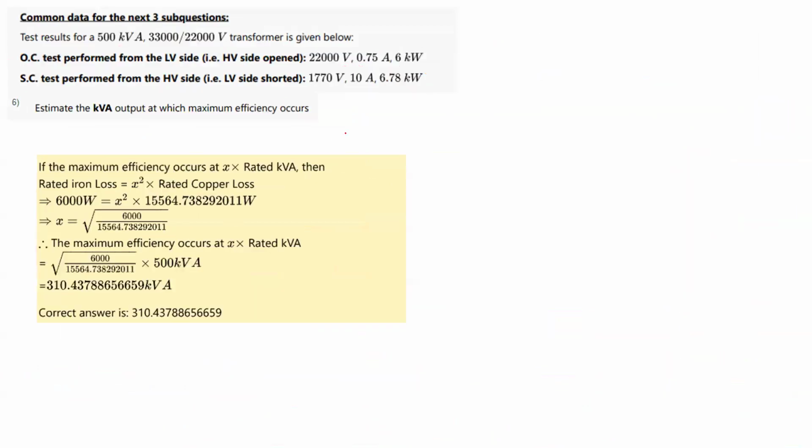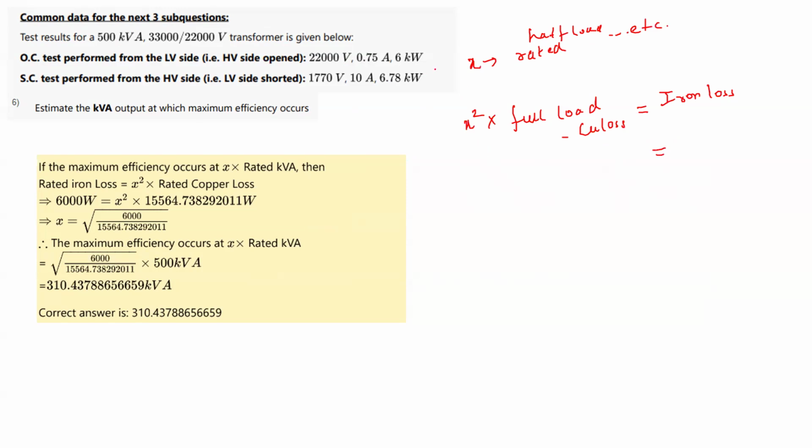So as I said, the condition of maximum efficiency is that x square times full load copper loss is equal to iron loss. Where x is how much the transformer is loaded, whether it is half load, or 75% of rated, whatever. So it can be half load or anything. So this is what it will come out to be. So you can just solve this.